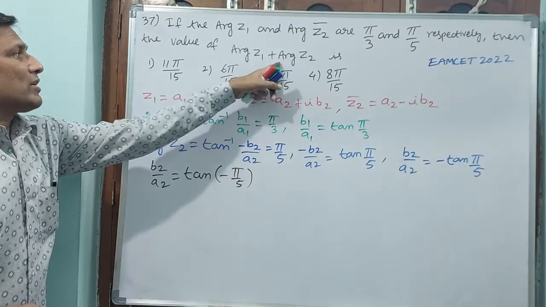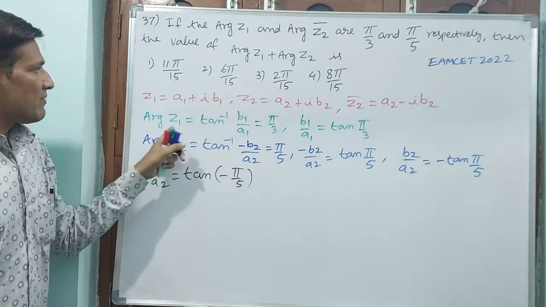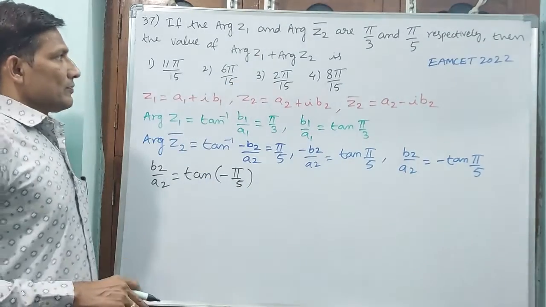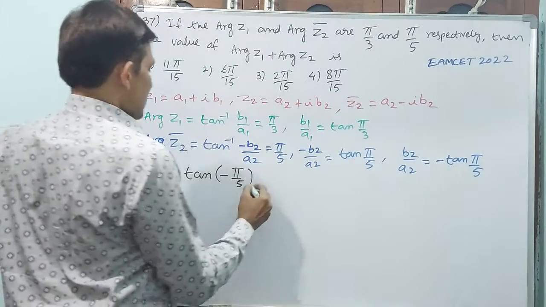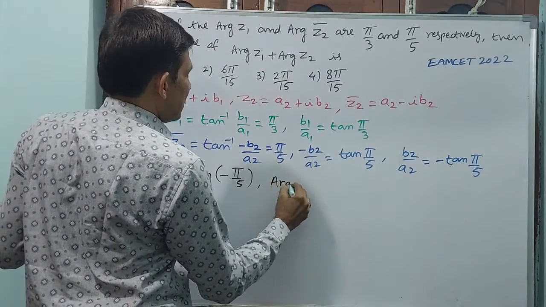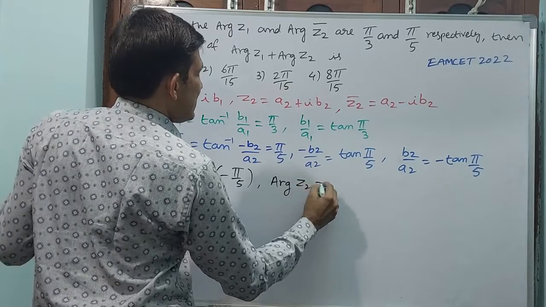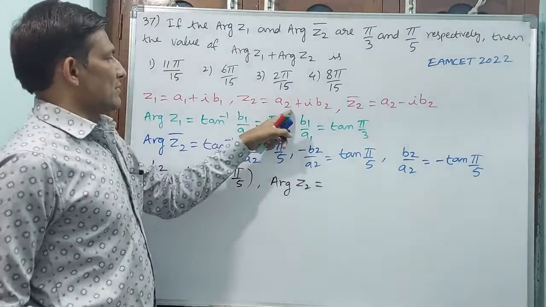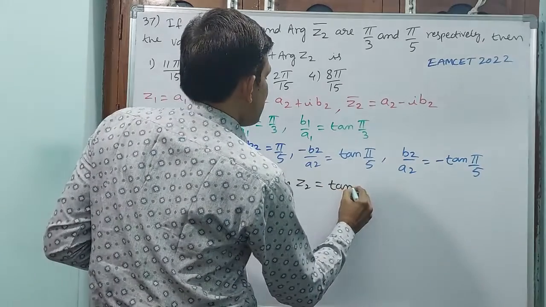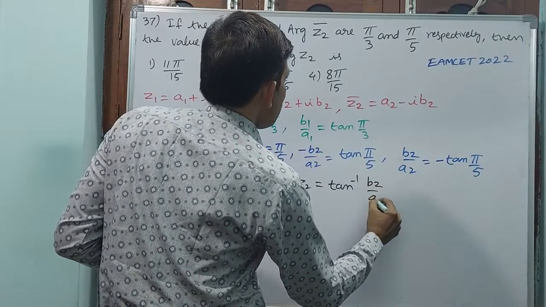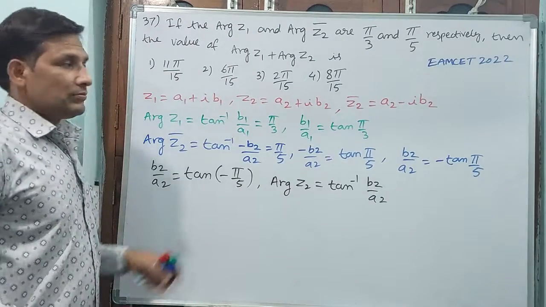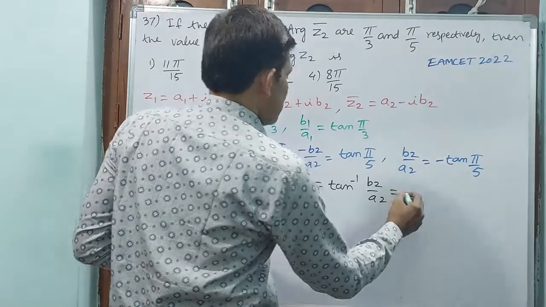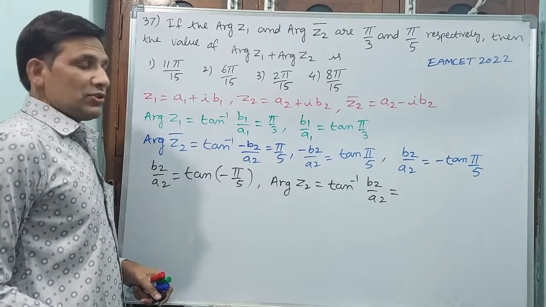Now they are asking for argument of z2 and argument of z1. Argument of z1 we already have, tan pi by 3. Now you go for argument of z2. Write down: argument of z2 is equal to, now see, this is z2 bar, z2 means this one, tan inverse b2 by a2. This value we don't know.